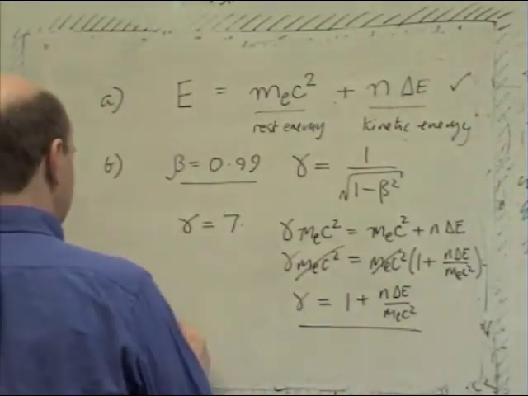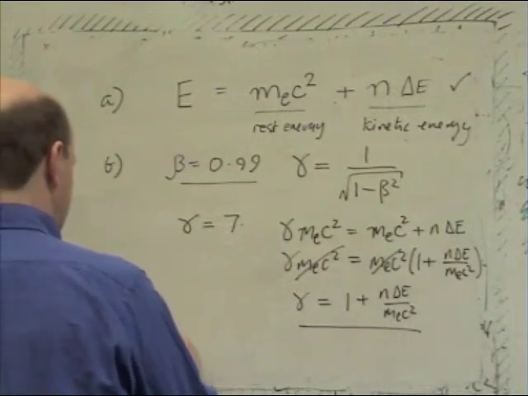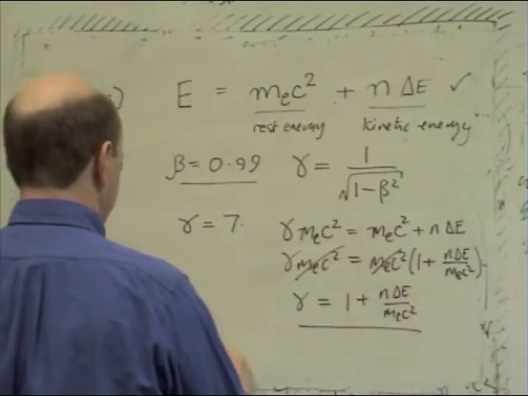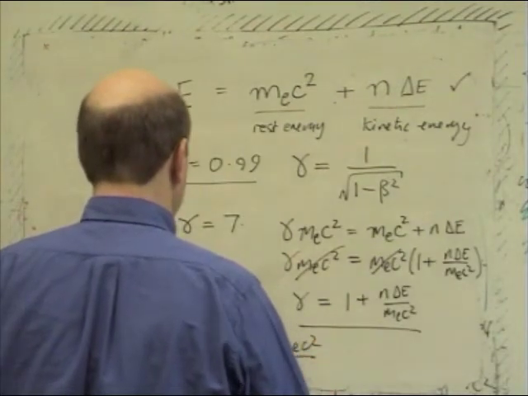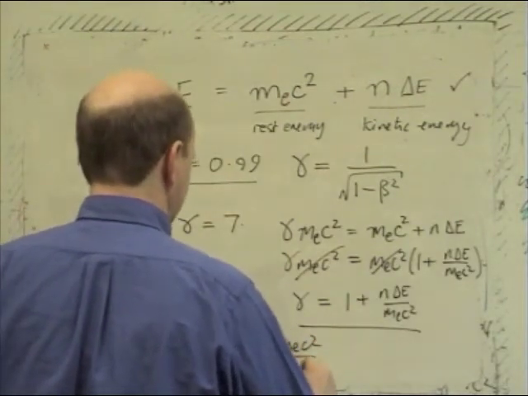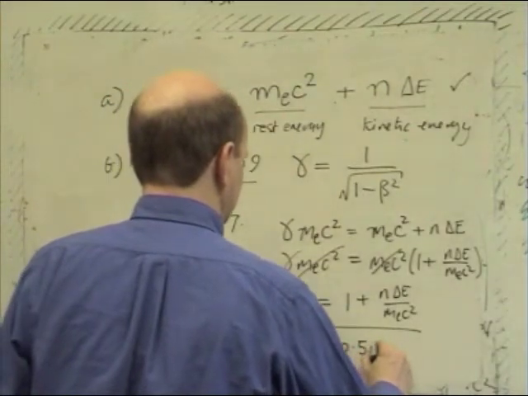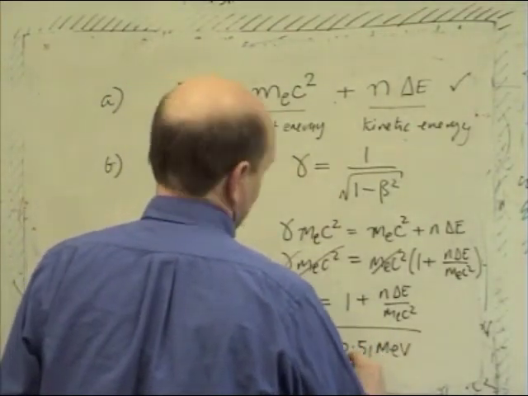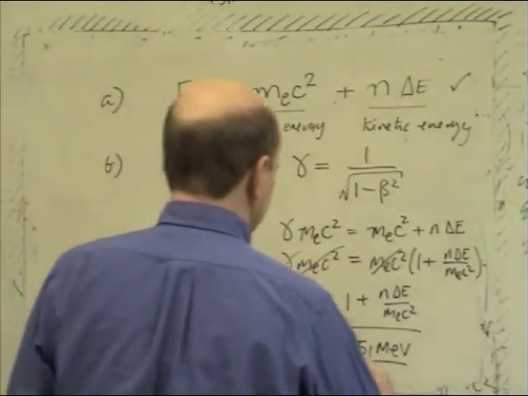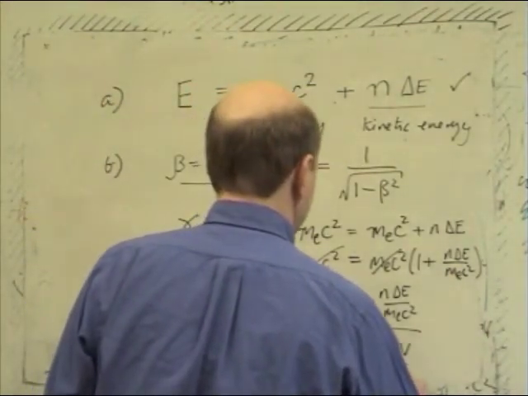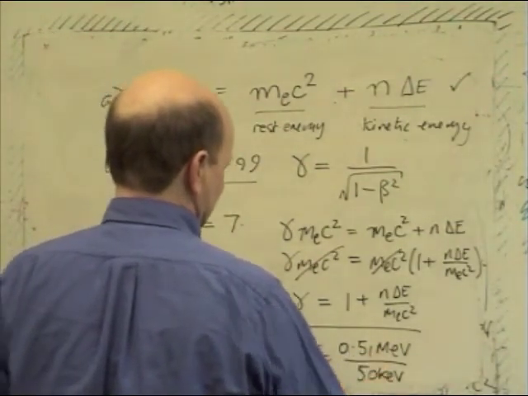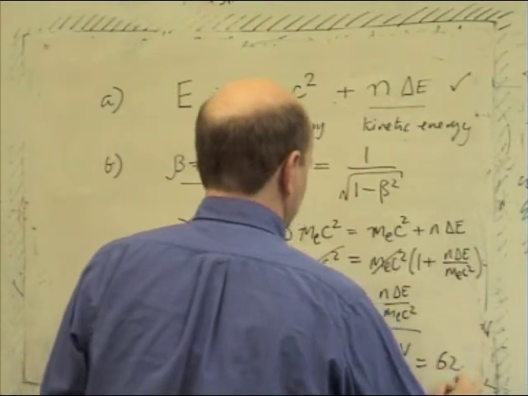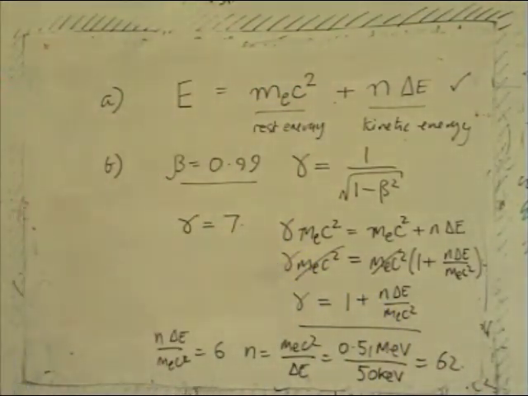Now for part B, this result's going to be useful by the way, so we know for part B that gamma is 7, which means that n delta E upon mc squared is going to equal 6, or n is the rest energy mc squared over the energy increment per cycle delta E, which equals 0.51 MeV, that's the rest energy of the electron, which I think is on the formula sheet, divided by the energy increment per cycle of 50 keV, and taking the ratio, being careful with the units, because this is 1,000 times as much as that, you get n equals 62. And that's the answer to part B.